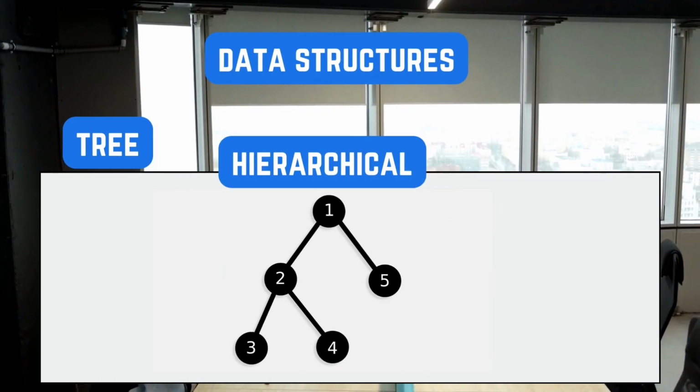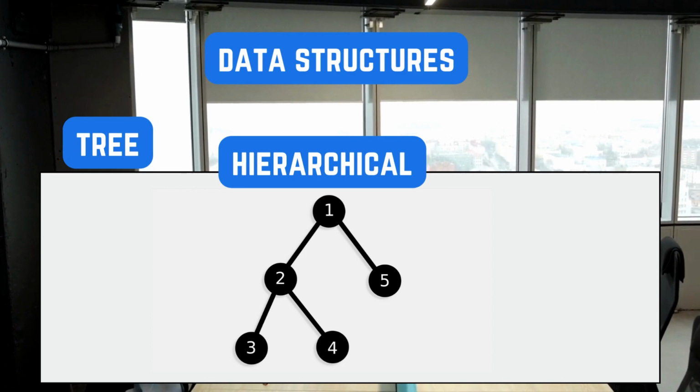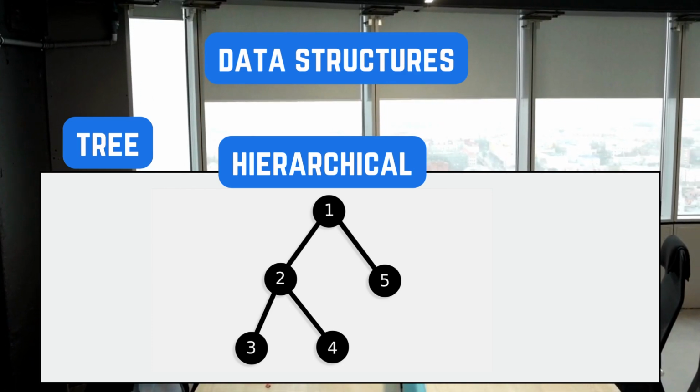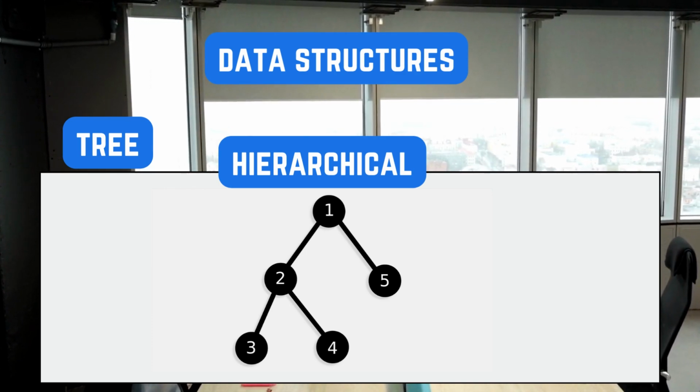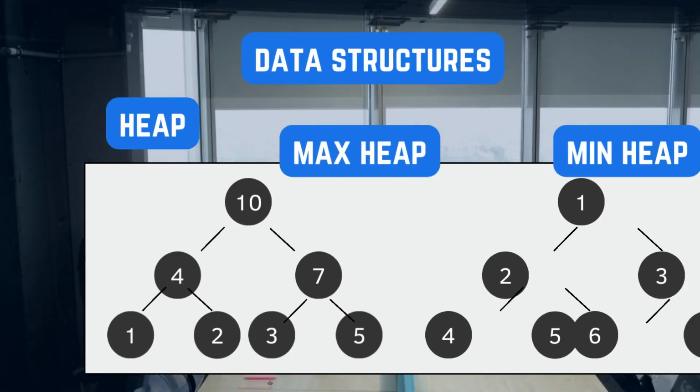Trees are a hierarchical data structure that consists of nodes connected by edges. Trees are commonly used in algorithms such as binary search and decision trees.